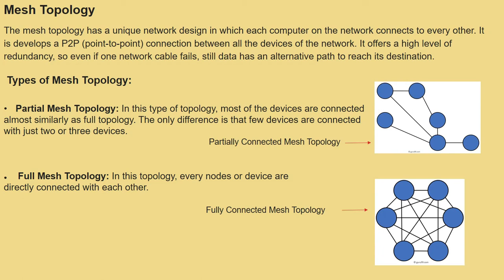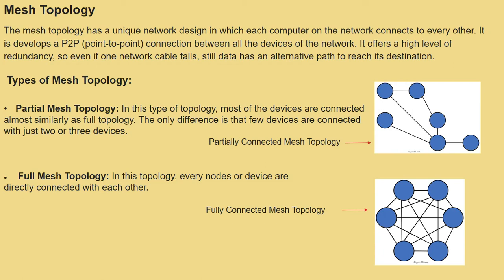It develops a point-to-point connection between all the devices of the network. It offers a high level of redundancy, so even if one network cable fails, the data can still take an alternative path to reach its destination. Means if one network fails, no problem. By using another network, the data can be passed to the destination nodes.